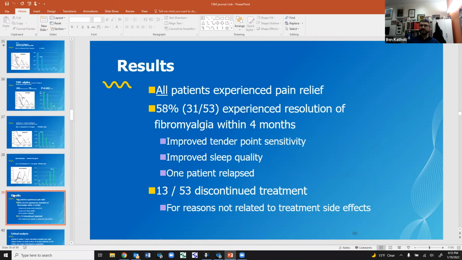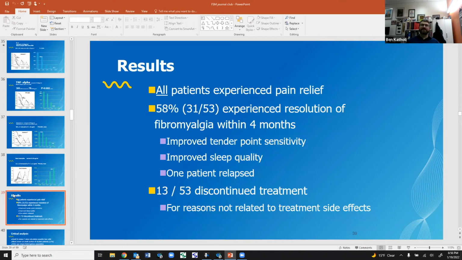So everybody that they treated experienced pain relief. They had some people discontinue treatment, and they said it was not related to treatment side effects. It wasn't clear, and you'll have dropout in every study. But these people had improved tender point sensitivity, which is really valid. I think sleep quality is a very good measure of any pain study, because pain has dramatic effects on sleep. And there was somebody that didn't do well, and that's to be expected. Anything that can help can hurt, right?